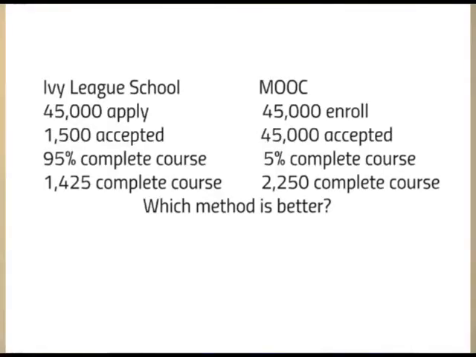I talked about the low completion rate. Let's talk about how much knowledge actually gets spread. And so I made this example. In an Ivy League school, they might have 45,000 people apply. 1,500 to be accepted. Those are smart kids that get into an Ivy League school. 95% will probably complete the course. So I have 1,425 complete the course, based on my example. A MOOC, 45,000 people will enroll. 45,000 people will be accepted. But only 5% complete. Well, that's still, which one's better? So the low completion rate is a problem, but there's two sides to that coin.